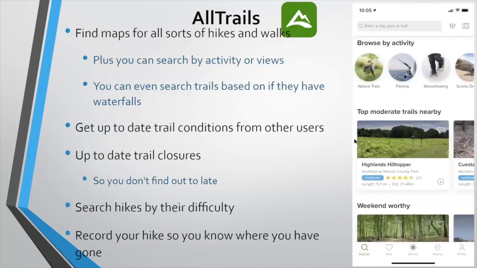Next, we have All Trails. As indicated in the name, this is for navigating trails, so when you're taking any kind of hike or walk. You can search for any kind of activity or views that you're looking for. For example, if you want to go snowshoeing and you want to see what kind of snowshoeing trails are around, All Trails is really good for that. You can even add other search features, like whether or not a trail has a waterfall or some other piece of scenery that you're looking for.